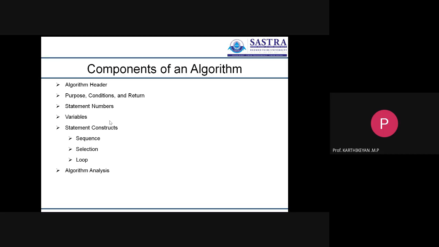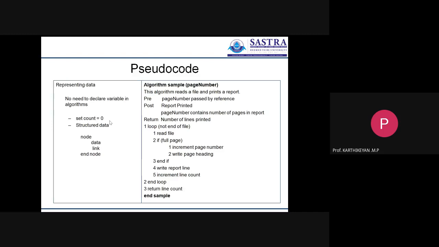Here, the first is the algorithm header. See here, we have algorithm sample. So we have to write algorithm and then the name, here given as sample. We have to give some meaningful name to the algorithm. Suppose it is finding the average of marks, we can name it find average marks, or sum of marks, like that. Some meaningful names we need to give to the algorithm.